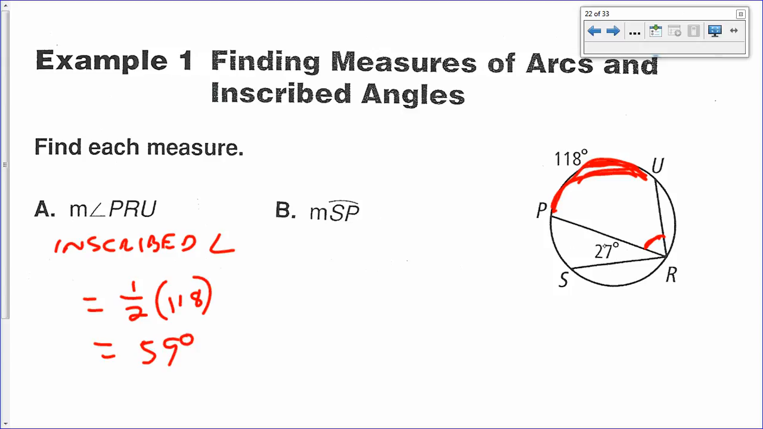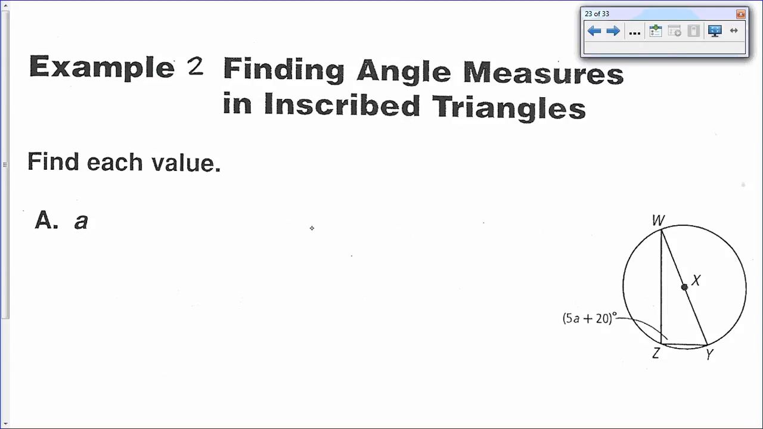Arc SP is right here. It is an intercepted arc, so it's double the inscribed angle. So here's my inscribed angle, 27. So I'm going to do 2 times 27 because I'm going backwards. You double the angle if you want the arc. So that's 54 degrees. All right. So I told you to go quick. We are on A.